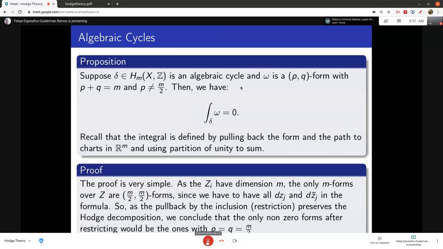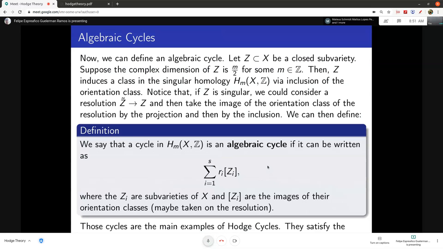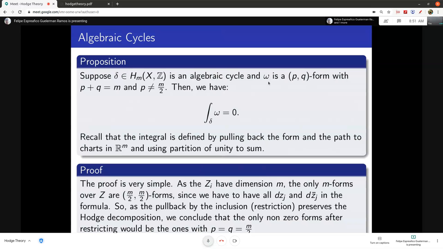So why is this? The proof is really simple. It's because as Z_i has dimension M, omega must be closed. Sorry, because as Z_i has dimension M, the only M-forms over Z are M over 2 forms. I mean real dimension M.